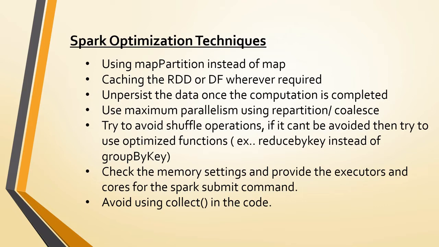Next one is caching the RDD or DataFrame wherever it is required. Once you cache through persist, you have to unpersist the data once the computation is completed. When you are doing caching, that's fine, Spark will take care of uncaching that by default. And use maximum parallelism using repartition and coalesce wherever applicable. If you are dealing with a lot of data, use more repartitions by checking the memory available in your cluster.